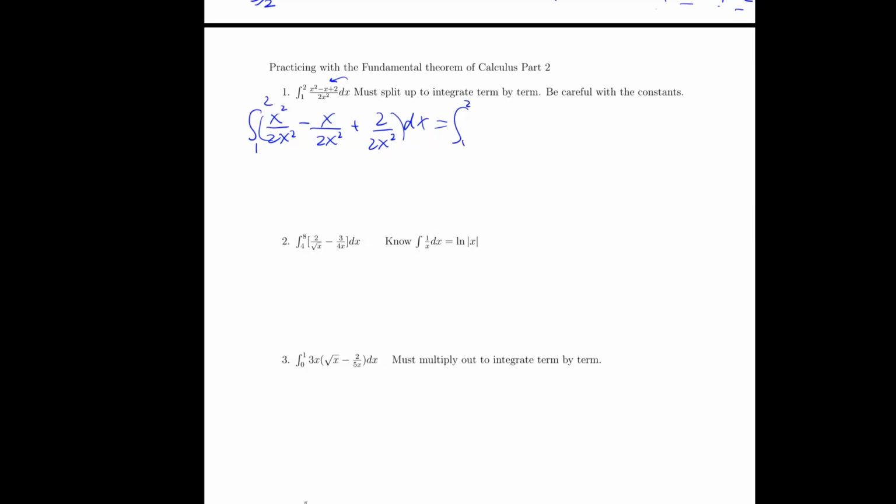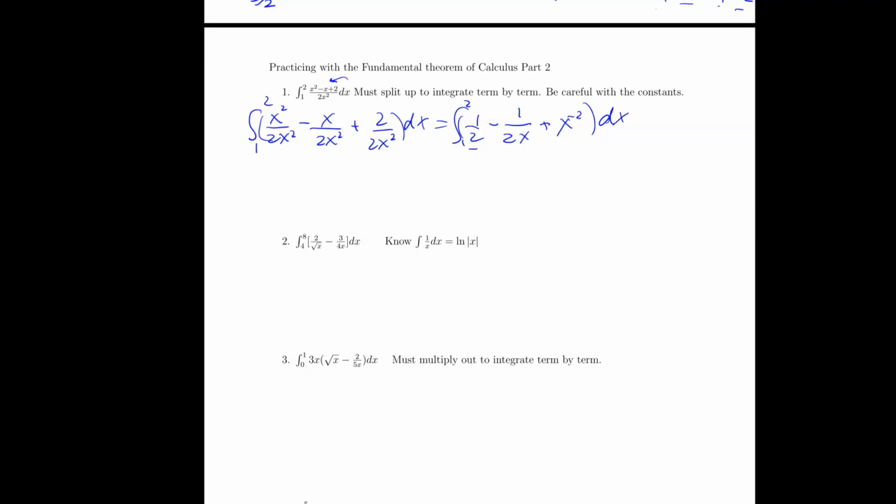So 1 to 2, I've not taken the antiderivative yet. These x squareds cancel, so I'm just left with the number 1/2. One of the x's cancel, so I'm left with 1 over 2x. And the 2's cancel, so I'm left with a plus. And I'm just going to rewrite this as x to the negative 2. All right, here we go.